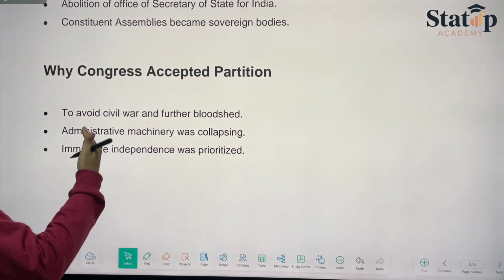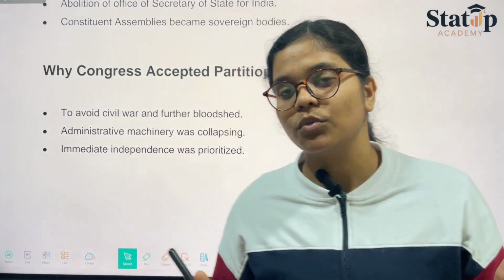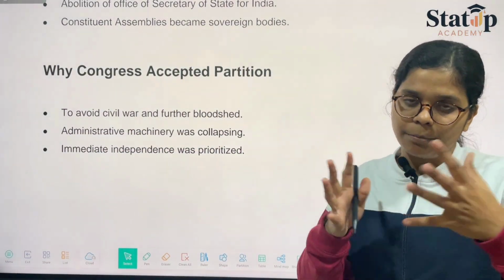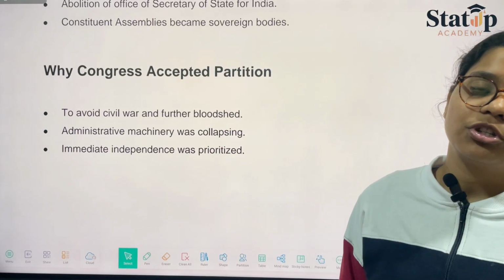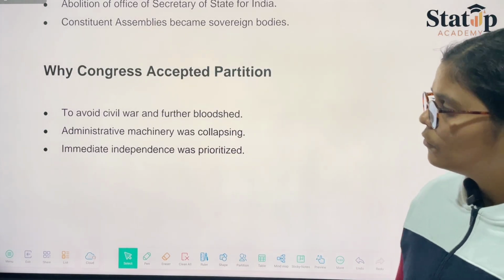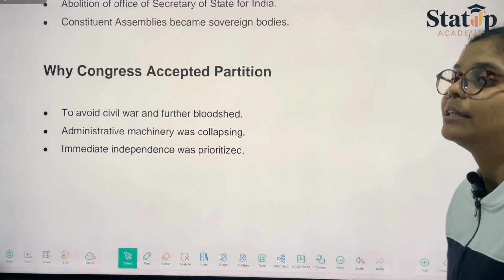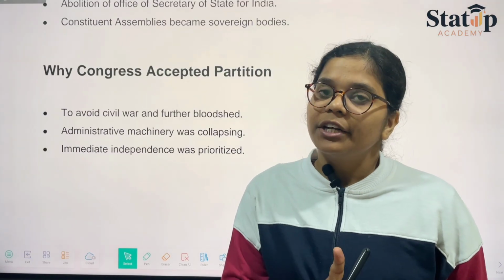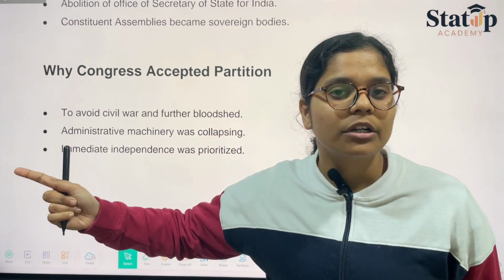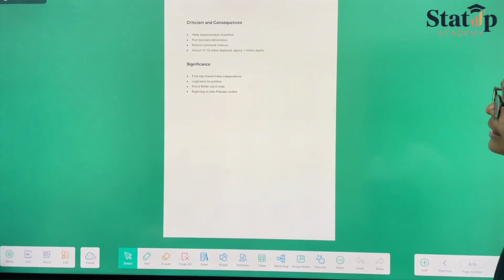Then the administrative machinery was collapsing. As I've told you, there was a deadlock, nothing was working, a political deadlock period was there during 1947. Therefore, the administrative machinery was not working. Then immediate independence was prioritized. That means either you gain independence from us before 1948 or we shall be handing your case to some other community or thing. Then comes what?